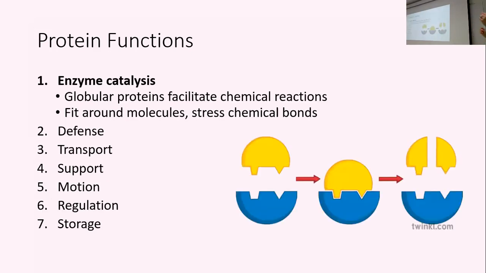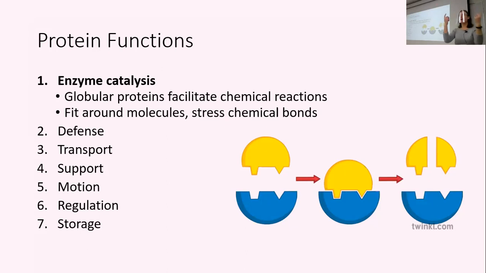So enzyme catalysis, right? Enzymes are proteins, and enzymes are catalysts. These are what we call globular proteins. That just means they're generally globby shaped, but they are globular very specifically, right? Every enzyme has a very specific shape depending on what it's made of, and they facilitate chemical reactions. There are chemical reactions that your body needs to happen at a certain speed. And so enzymes will either line up things so that they bond like your body wants, or will stress things so that molecules break like they want.